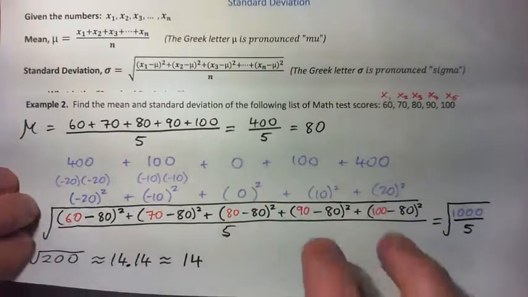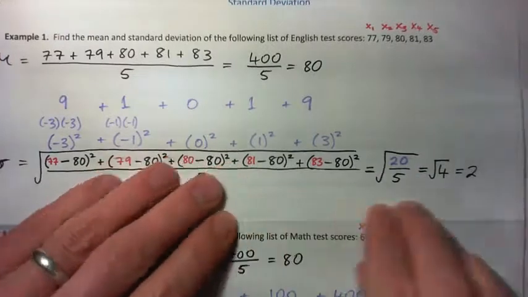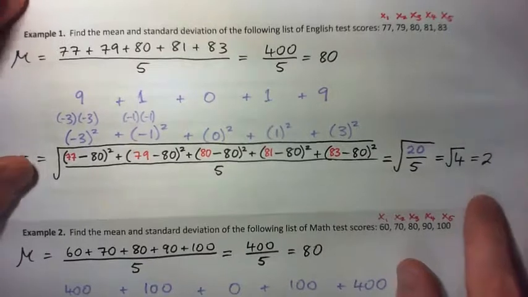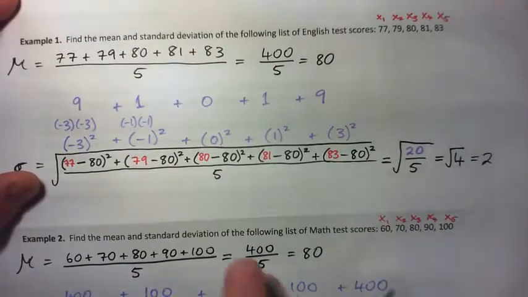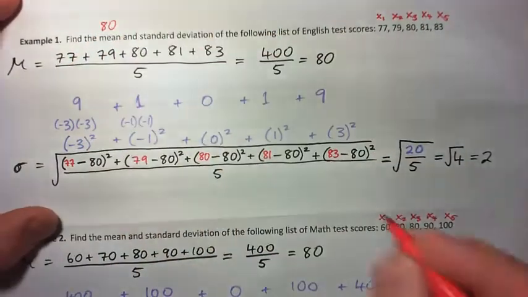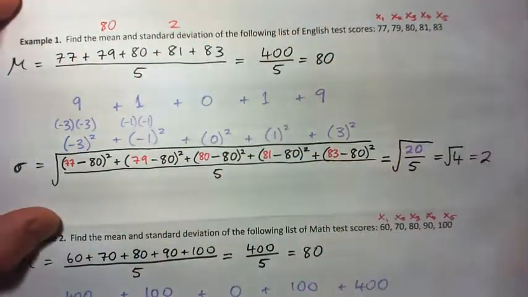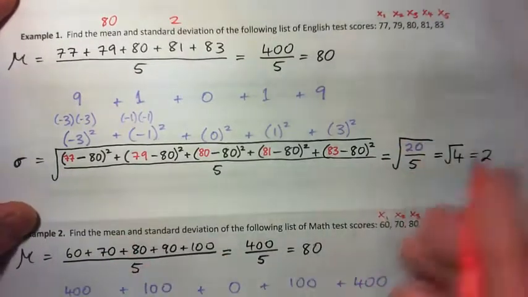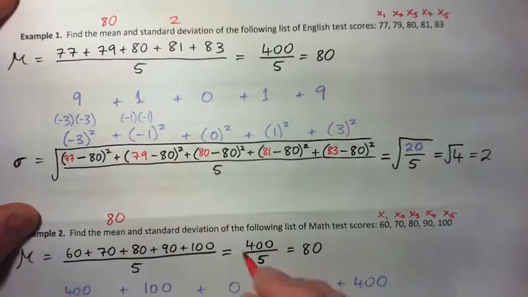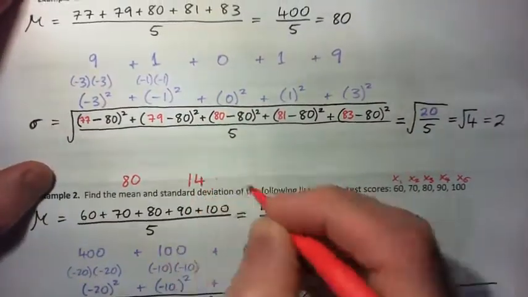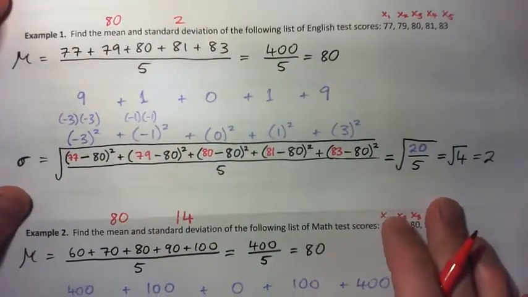so let's go back over the two examples. The first example was a list of English test scores, and they were very close together. Their mean was 80, the standard deviation was 2, right? But when we went over the math scores, the mean was the same as the English, 80, but the difference is the standard deviation was about 14, right?